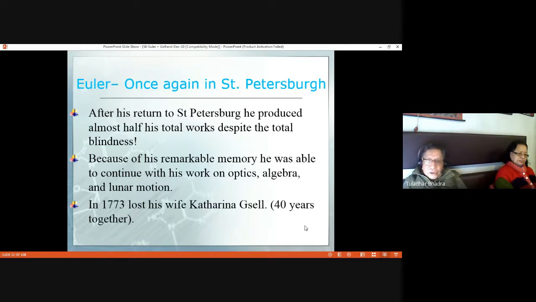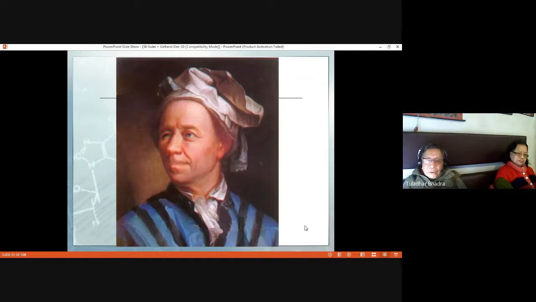In 1770, he lost his wife, Catherine. They had lived together for 40 years. I have again put this photo up so that you can see it. You can see both of his eyes have gone. First of all, this eye was damaged, and then this eye. So he was totally blind. That's why if you carefully look at his portrait photo, you see his eyes are damaged.